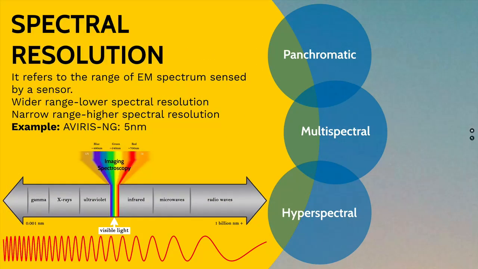We use these multi and hyperspectral remote sensing datasets to measure light energy reflected from objects on the Earth's surface and to estimate many physical and chemical properties of objects that we wouldn't see with our own eyes.